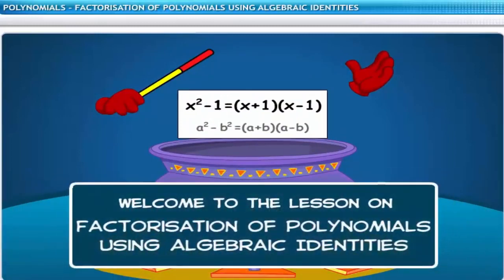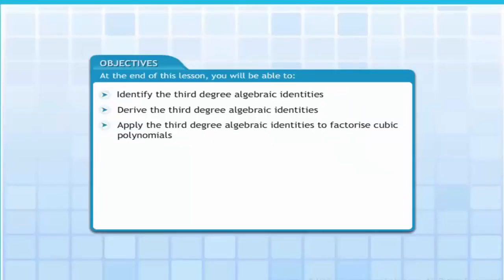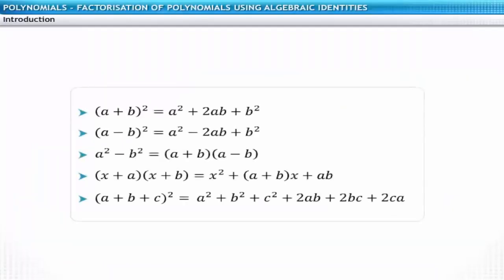Welcome to the lesson on factorization of polynomials using algebraic identities. At the end of this lesson, you will be able to identify the third-degree algebraic identities and derive the third-degree algebraic identities. You will also be able to apply these algebraic identities to factorize cubic polynomials. You must be familiar with the algebraic identities of second degree listed here. These identities can be used to factorize quadratic polynomials.